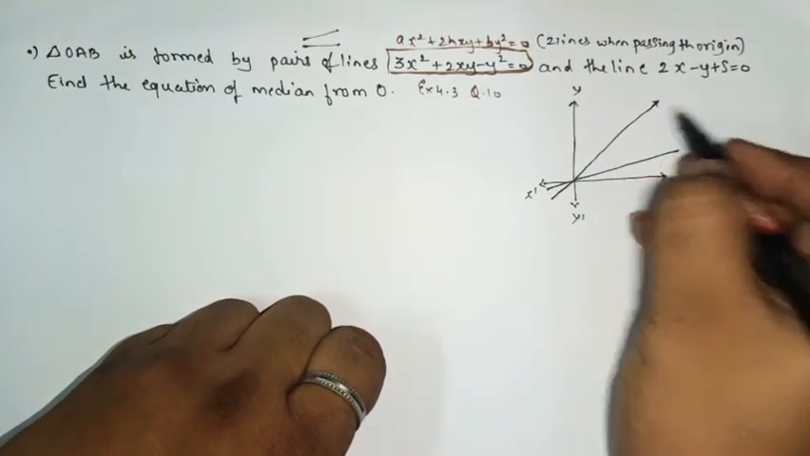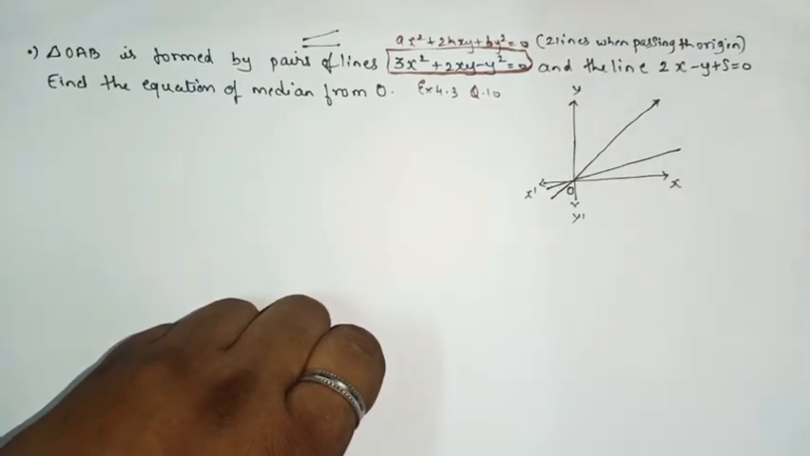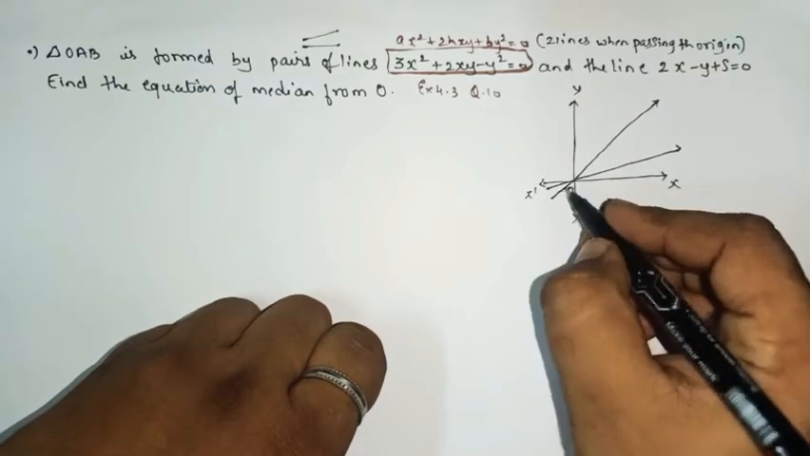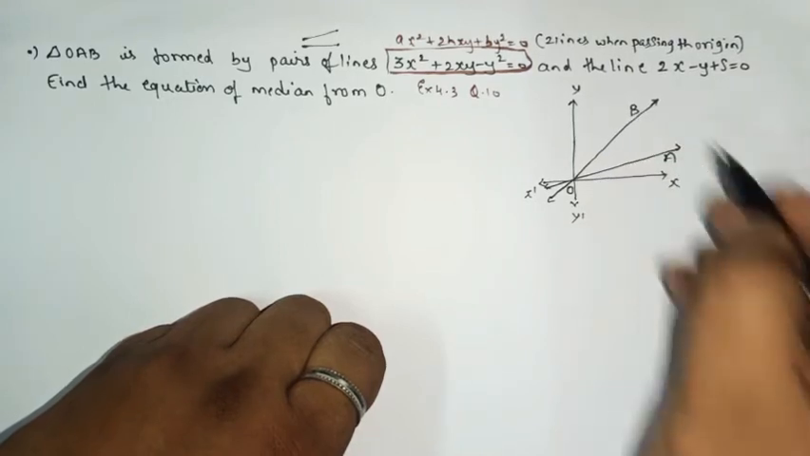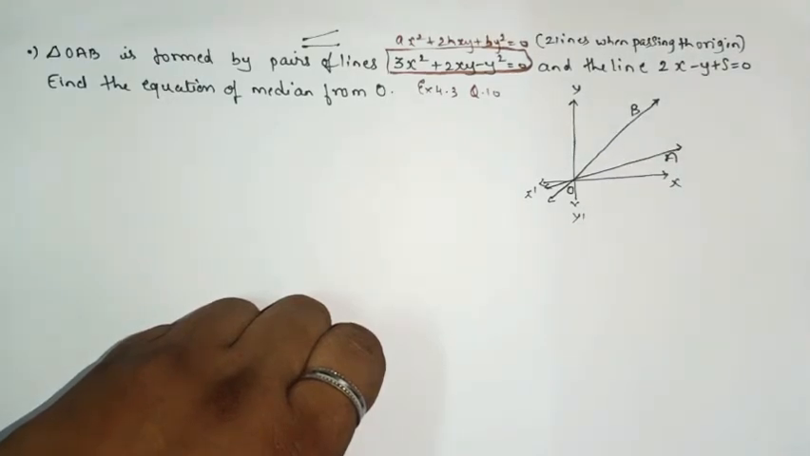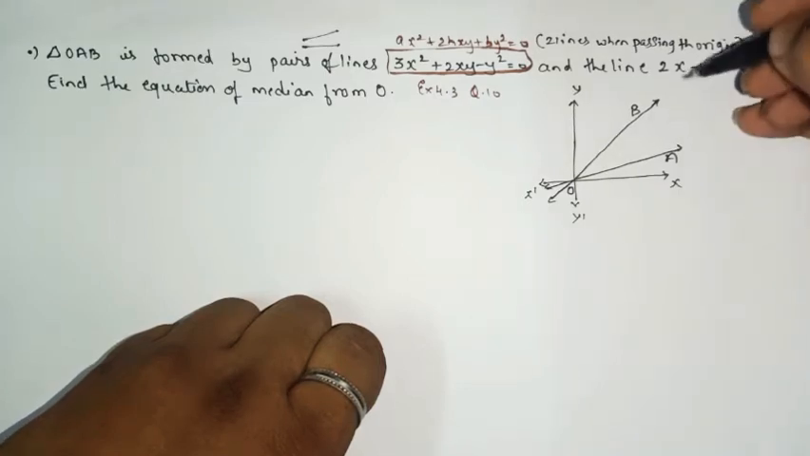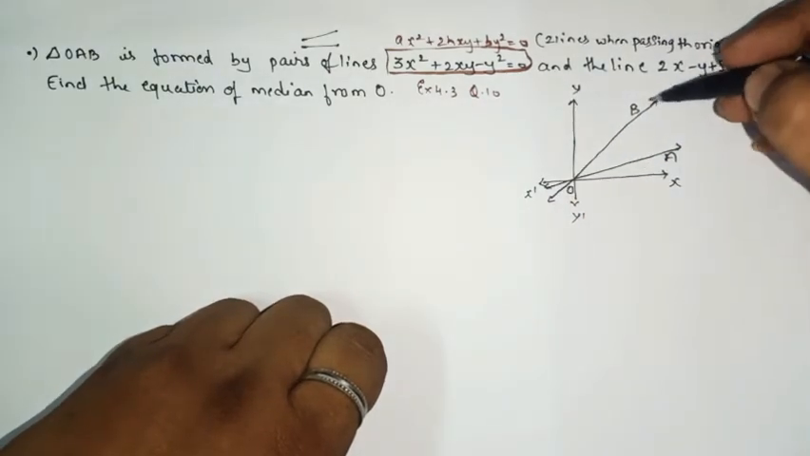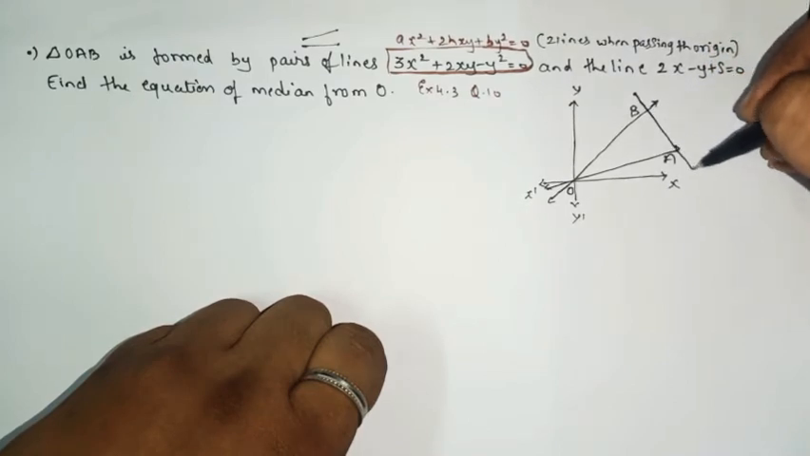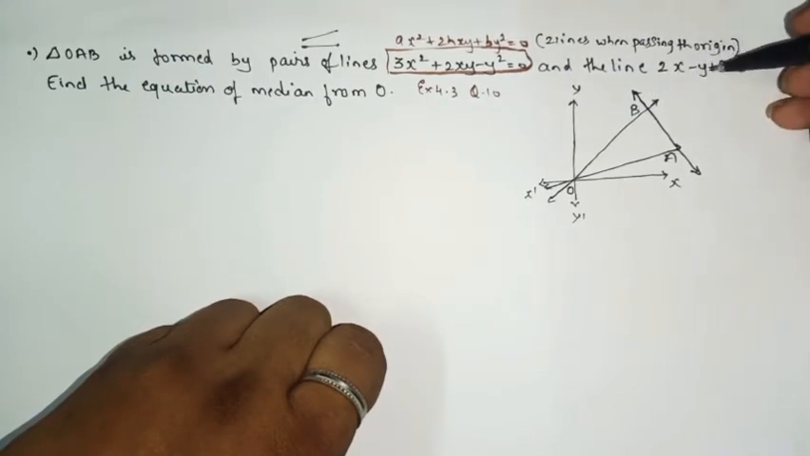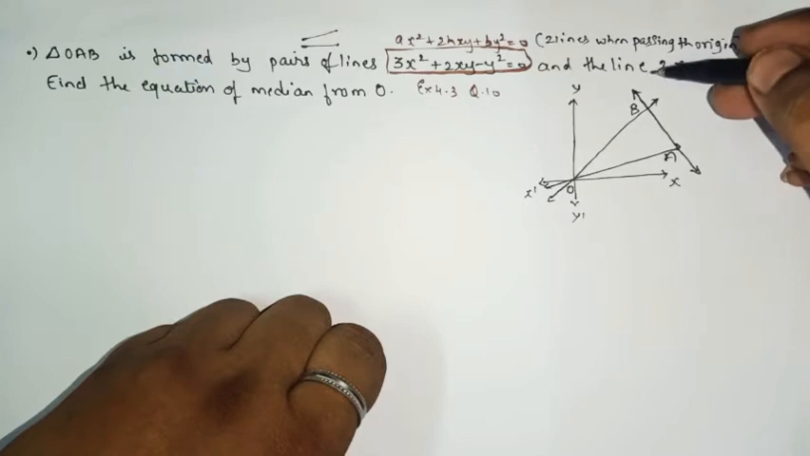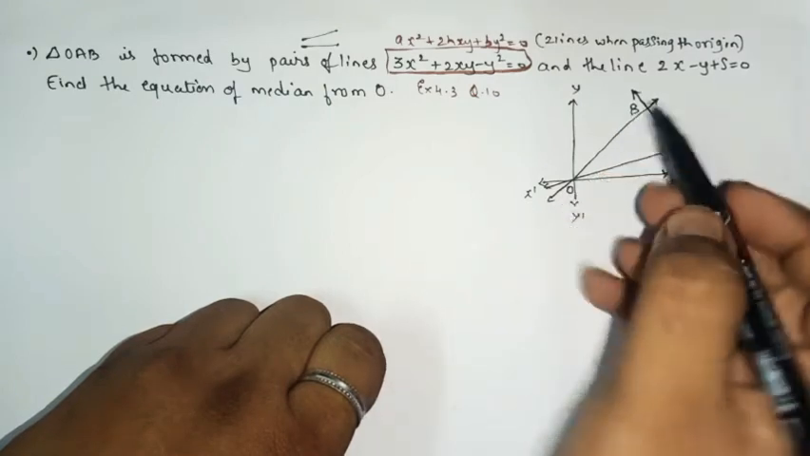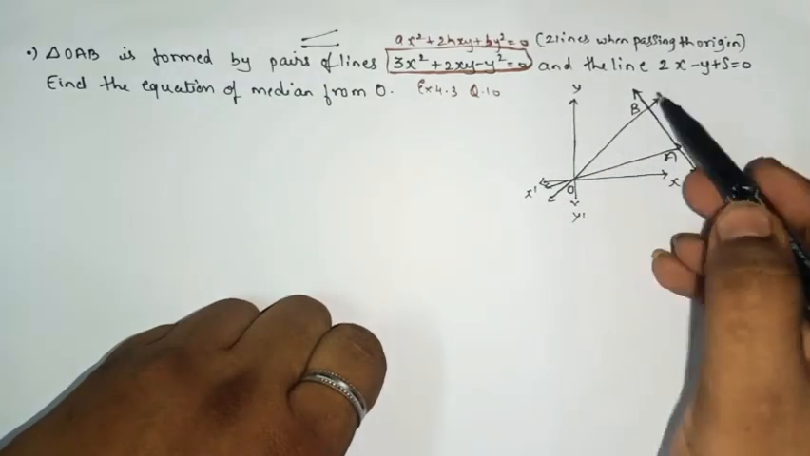Here we have two lines, and we'll consider this origin as O. One line is OA, the second line is OB. And there is one line which is passing through A and B, that is the equation 2x minus y plus 5 equals to 0. That means it is passing through A and B, yes or no? So this line intersects lines OA and OB.